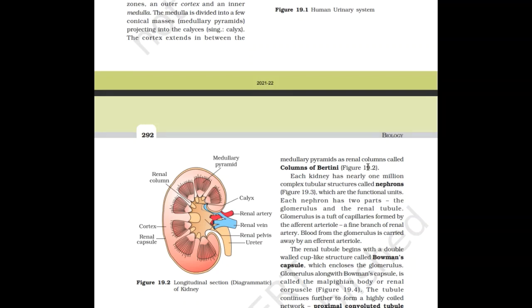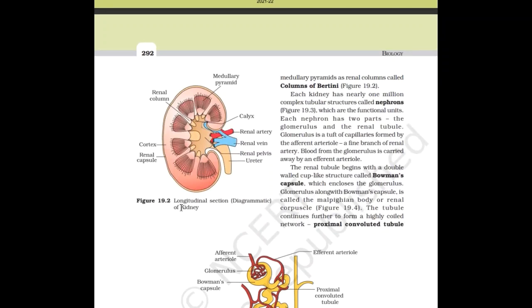Figure 19.2 represents the columns of Bertin. Here they show the longitudinal section, a diagram of the kidney. Here are the calyx, renal artery, renal vein, renal pelvis, ureter, medullary pyramids, renal columns, cortex, and renal capsule.